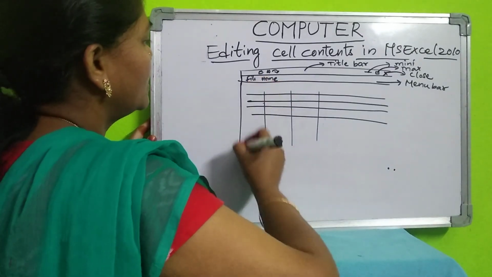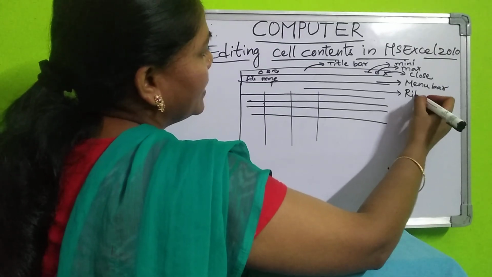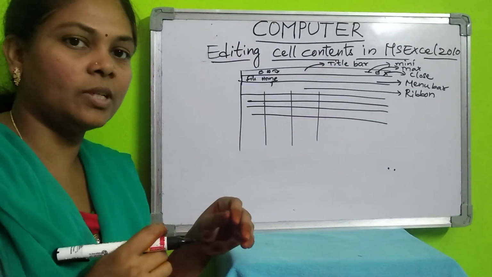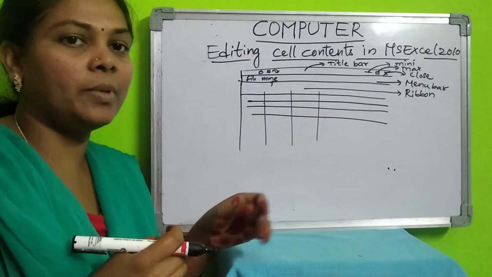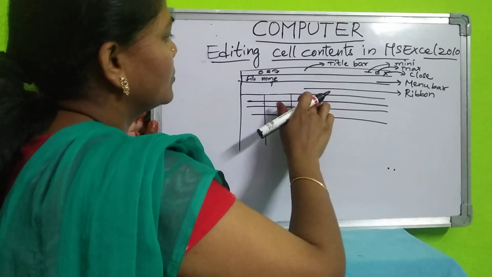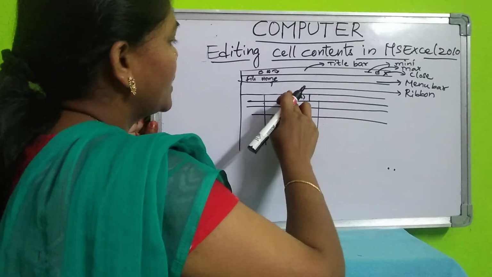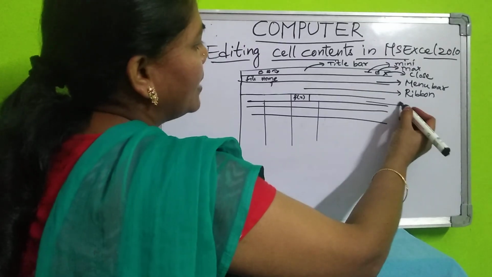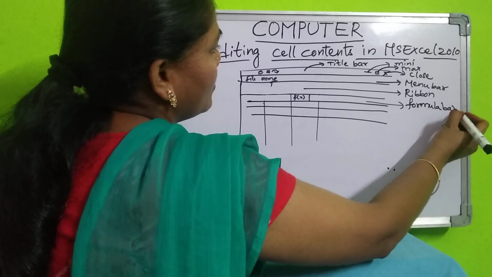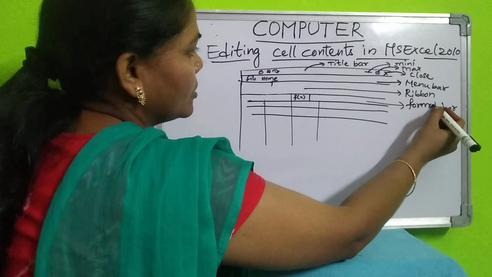Here it contains a ribbon. When you click on the home tab, it shows a ribbon. On that ribbon you can change the font type, the font size, and make text bold, italic, underline. After that it has f of x, the formula bar. In this formula bar we will give the cell reference or formulas to do the calculations.